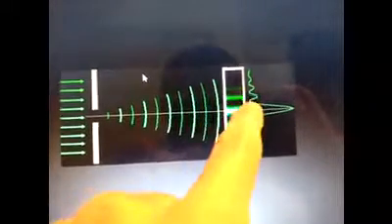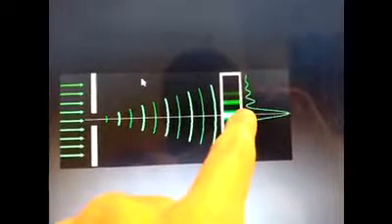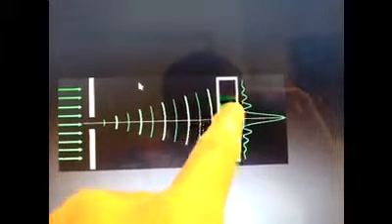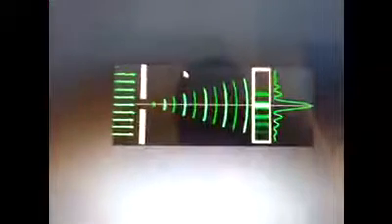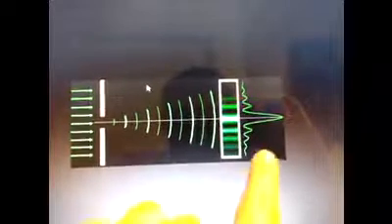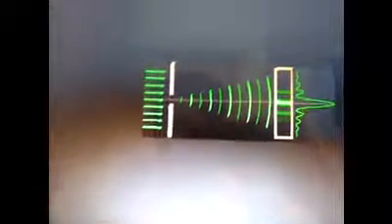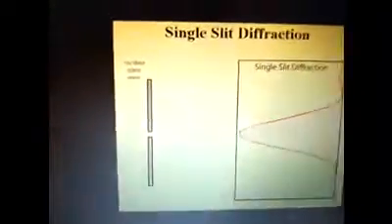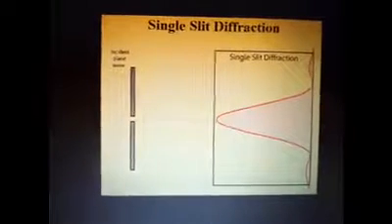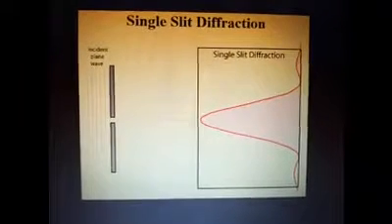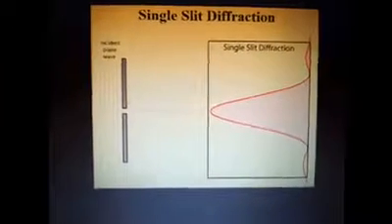There's a fringe at the lowest point where the waves destructively cancel each other out, and here where they constructively add up. This is similar to the fringe pattern that we see, and here's a graph showing what the intensity is like throughout it. If you compare this with more slits for multiple slit diffraction, well, here's another example of single slit diffraction, where the wave basically distributes itself like that.